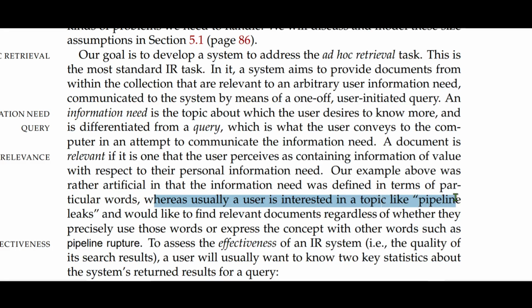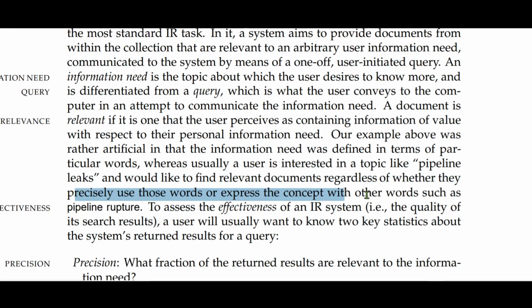Whereas usually a user is interested in a topic like pipeline leaks and would like to find relevant documents regardless of whether they use precisely those words or express the concept with other words such as pipeline rupture. For example, we search for a particular topic like pipeline leaks, but we don't only want those documents which precisely use those words. In general we would like to find relevant documents regardless of whether they use precisely those words or express the concept with other words such as pipeline rupture.